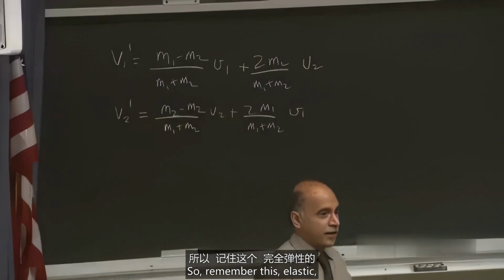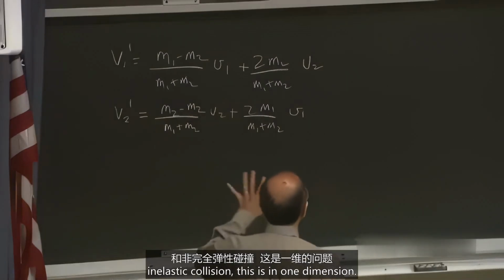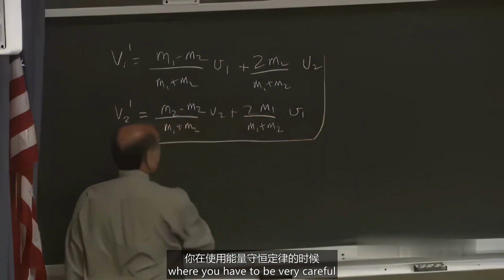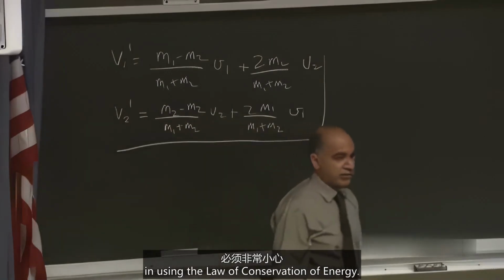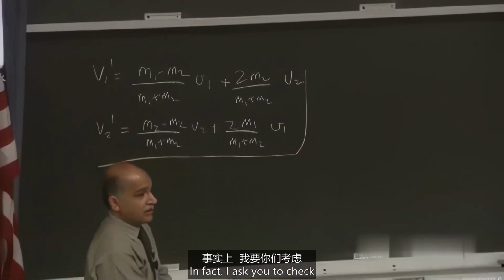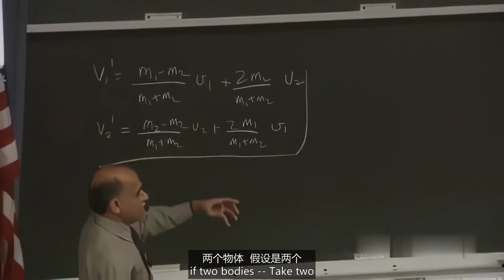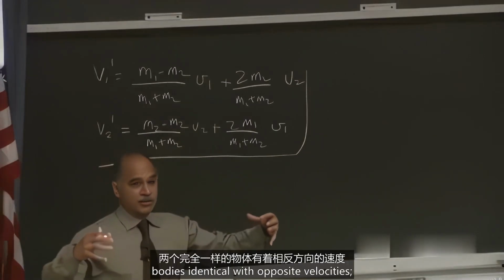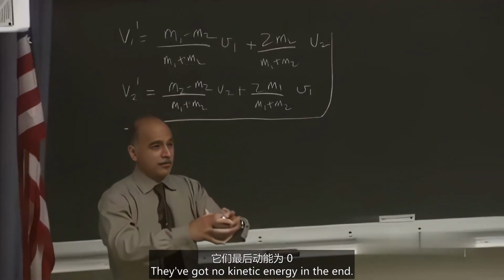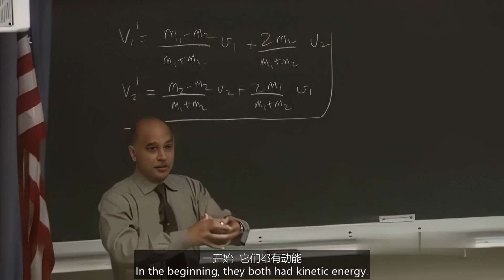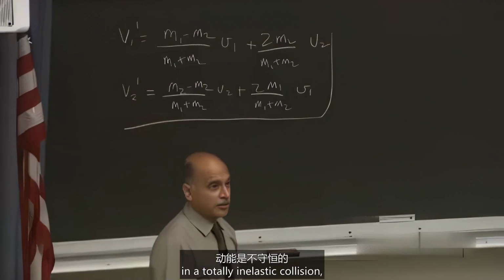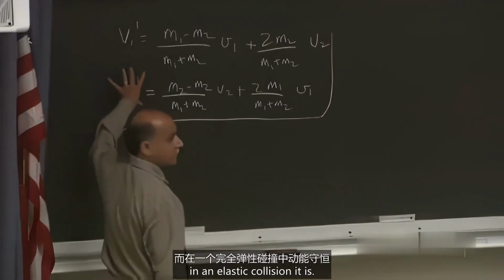So remember this, elastic, inelastic collision. This is in one dimension. Now, I'll give you a typical problem where you have to be very careful in using the law of conservation of energy. You cannot use the law of conservation of energy in an inelastic collision. In fact, I ask you to check: take two identical bodies with opposite velocities. Total momentum is 0. They slam, they sit together as a lump. They've got no kinetic energy in the end. In the beginning, both had kinetic energy. So kinetic energy is not conserved in a totally inelastic collision. In elastic collision, it is.